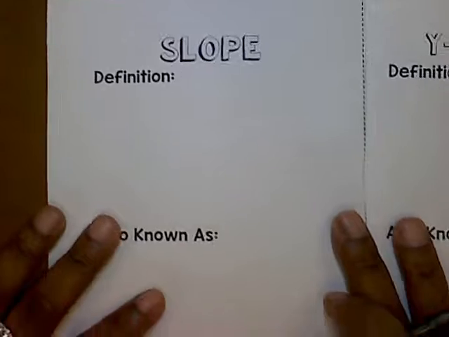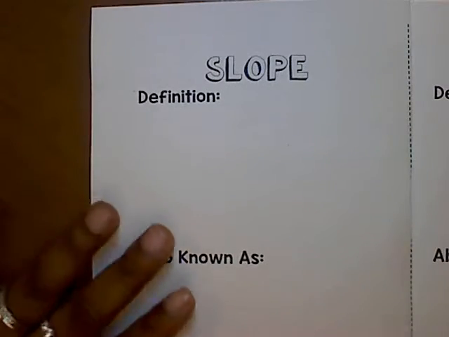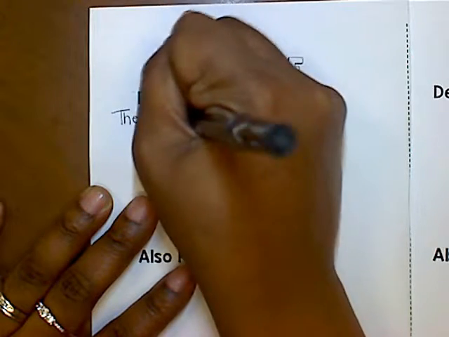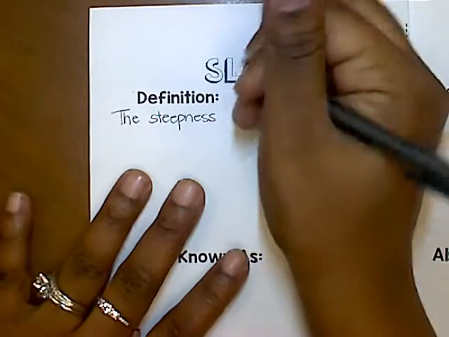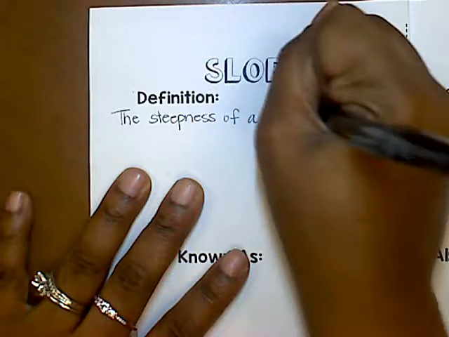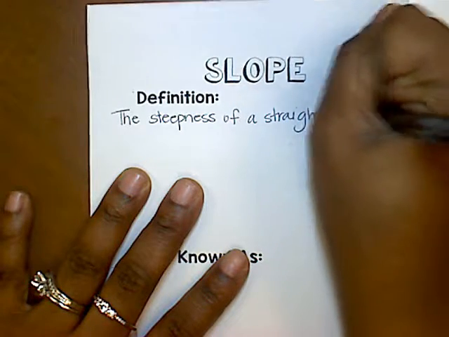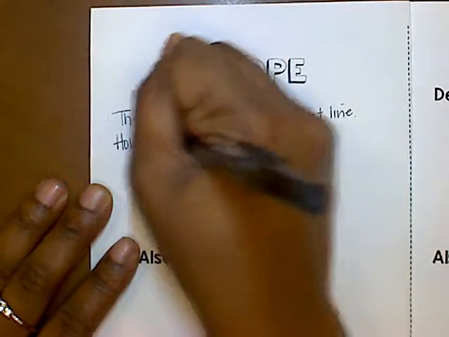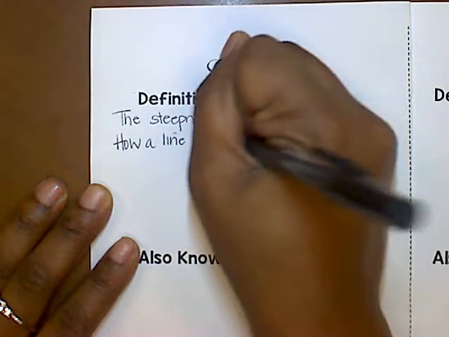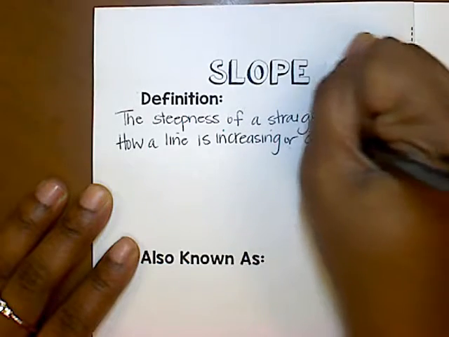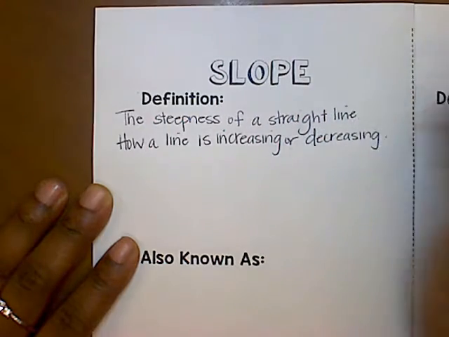So our definitions are going to be pretty straightforward. This is our definition of slope. So slope is the steepness of a straight line. It is how a line is increasing or decreasing. So that's it for that.